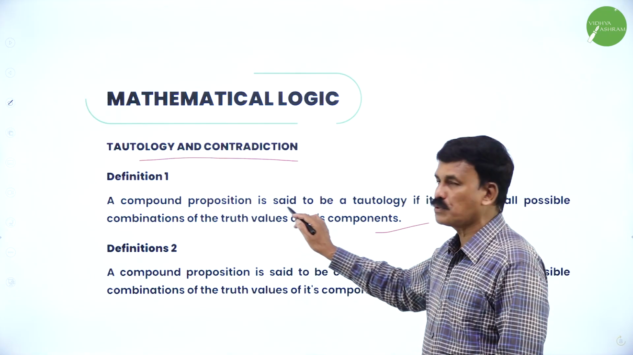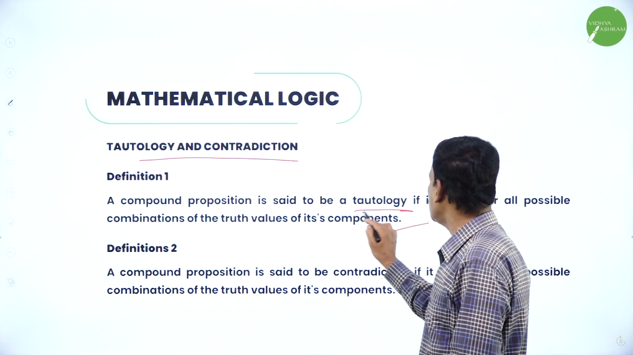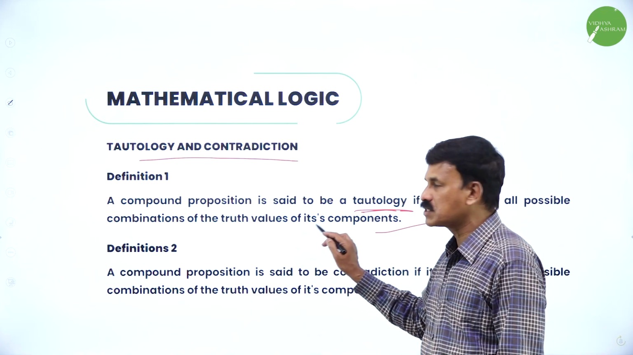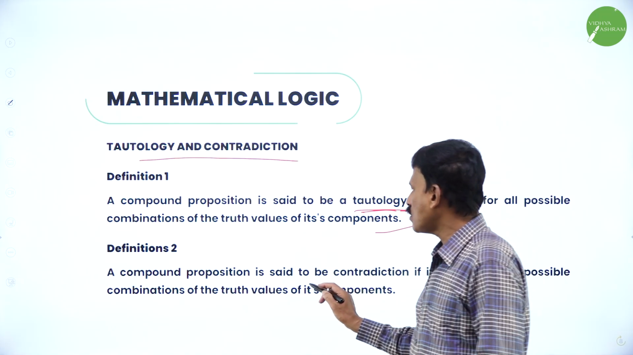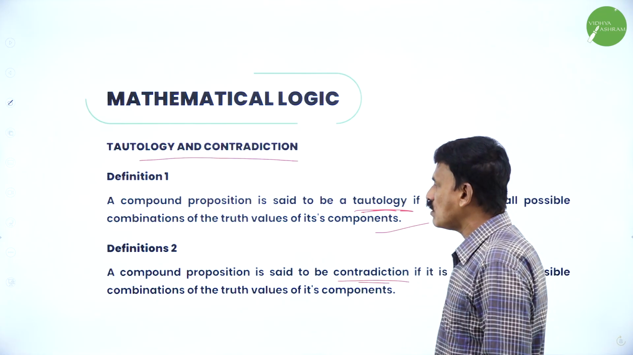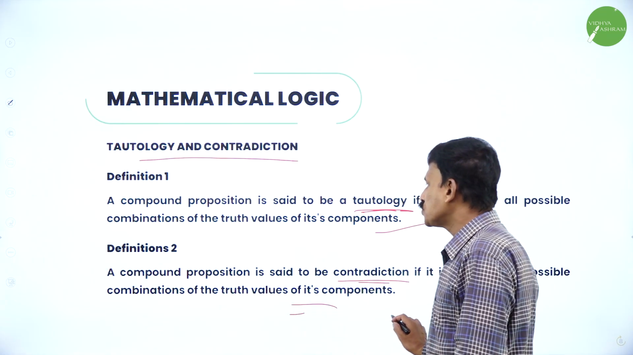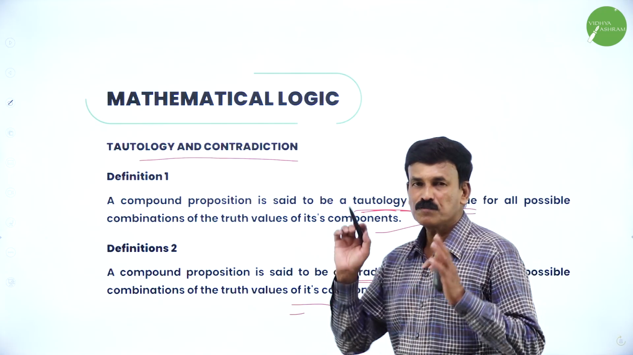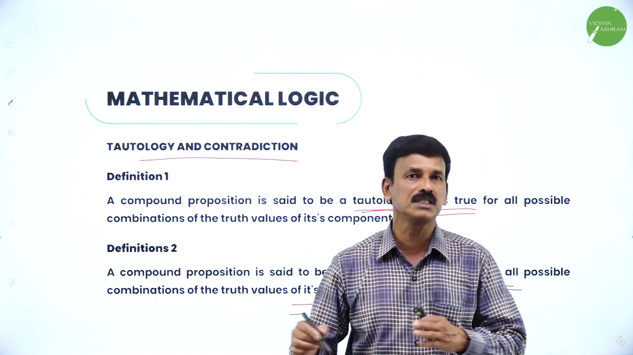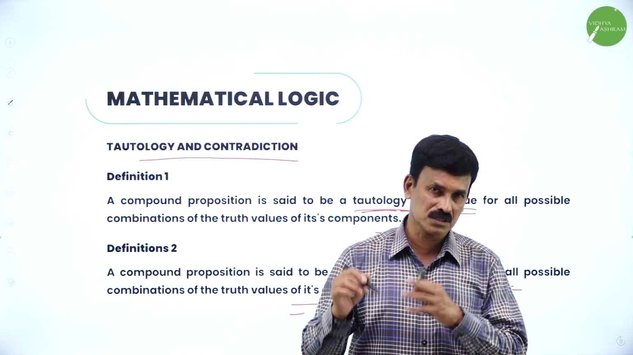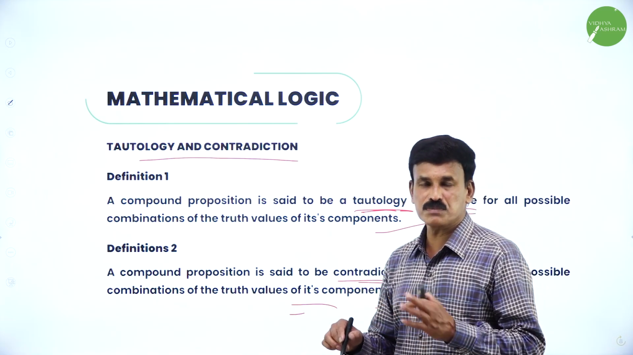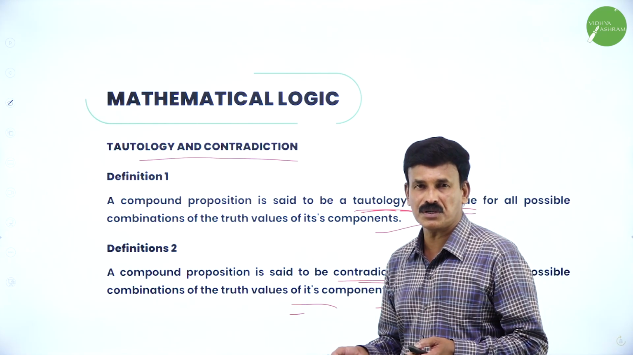A compound proposition is said to be a contradiction if it is false for all the possible combinations of the truth values of its components. So, if all the possible combinations are true, then it is called a tautology. If all the possible combinations are false, then it is called a contradiction. If it is both true and false, then it is neither a tautology nor a contradiction.